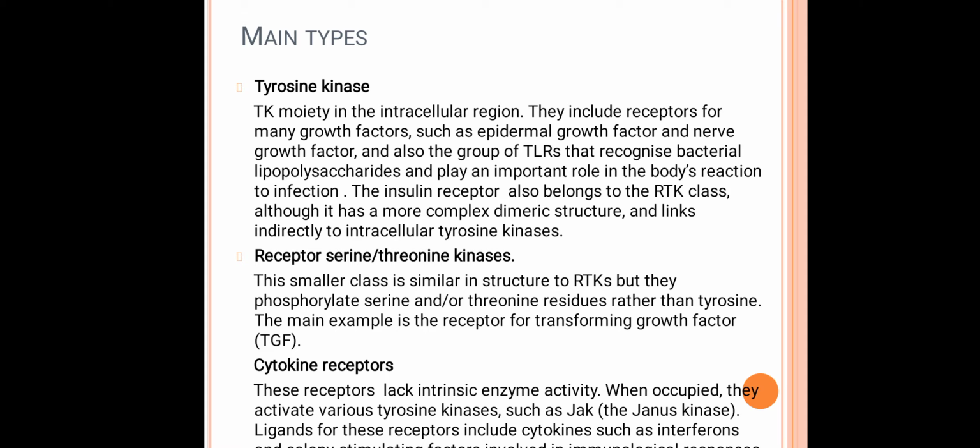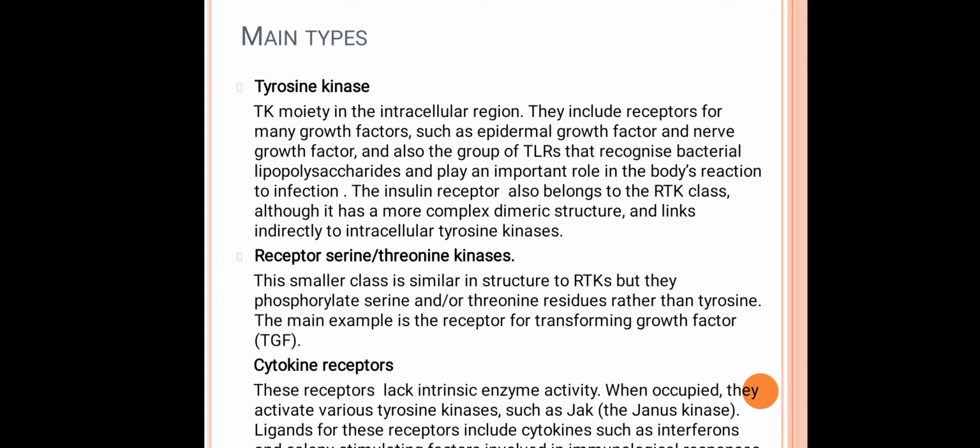If in the intracellular domain there are residues like tyrosine residues, and these are phosphorylated by enzymes such as kinase, which is present within the receptor, then it is called a tyrosine kinase receptor. The ligands that bind to this type of receptor are epidermal growth factor and nerve growth factor, and also insulin. So, insulin binds to the receptor tyrosine kinase family.